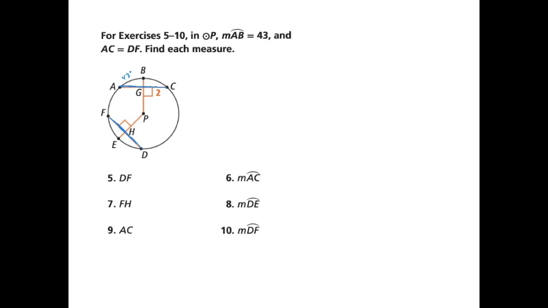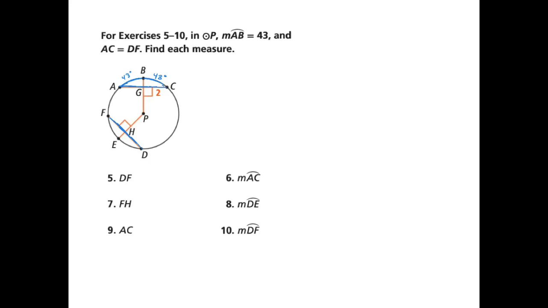So I'm going to do the easy ones first. I'm not even going to look at the questions yet. And I see up here that arc AB is 43 degrees. Well, you might notice that arc AB is just half of arc AC. So I could come over here and say, okay, BC, you are also 43 degrees. I could do that.